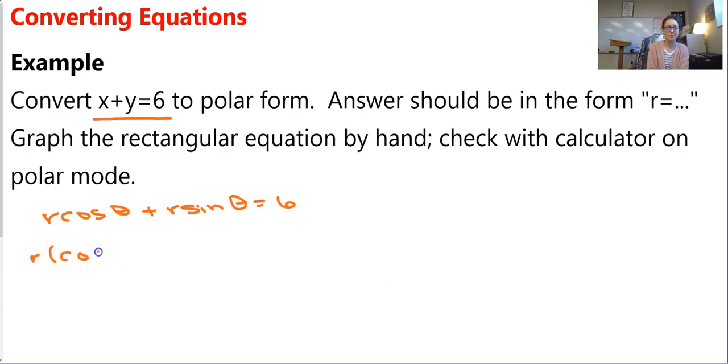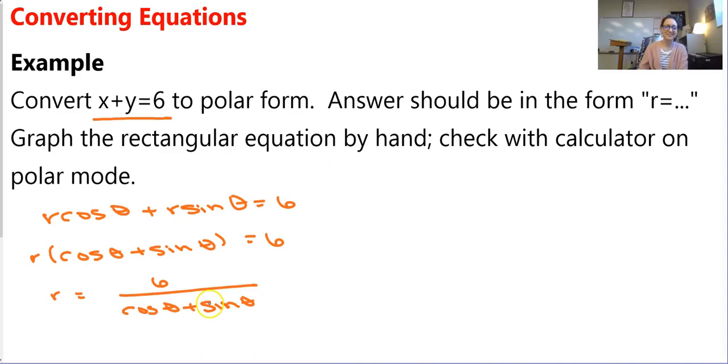So I've got r times the quantity cosine of theta plus sine of theta, and then on the right side I still have 6. And I'm almost there. To get r by itself, I would divide both sides by cosine of theta plus sine of theta, and that's our final answer. All right, let's check on Desmos.